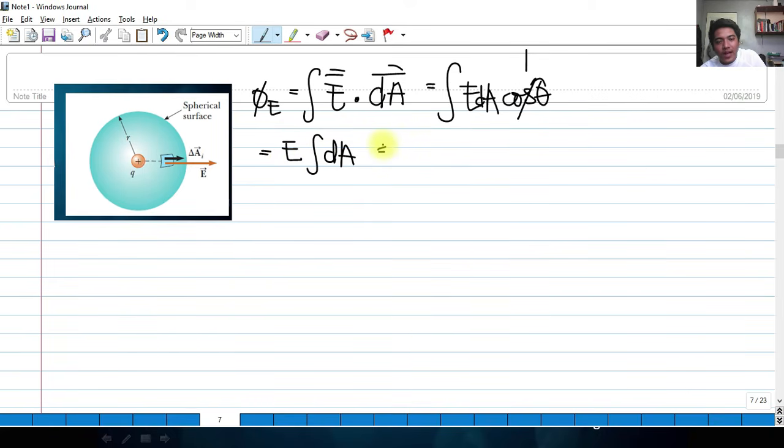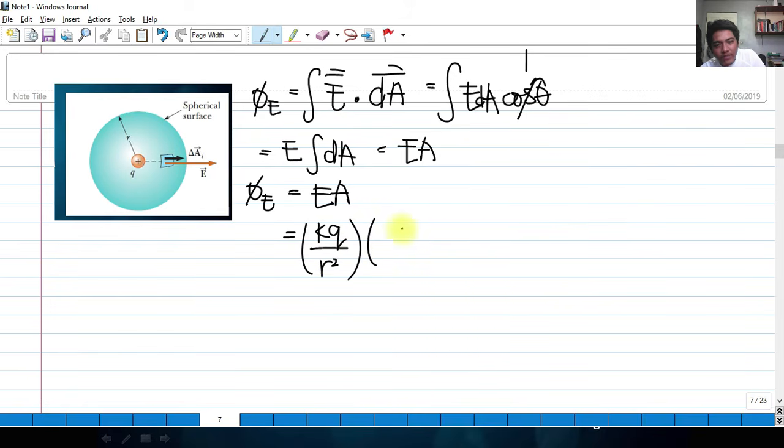And we can get that. So the integral of dA is simply A. Again, here's our flux, simply EA. But what is the electric field produced by a single point charge? We have kQ over r squared, and the surface area of the sphere, again, is 4 pi r squared. So we can see here that r squared will cancel, and we are left with 4 pi kQ.